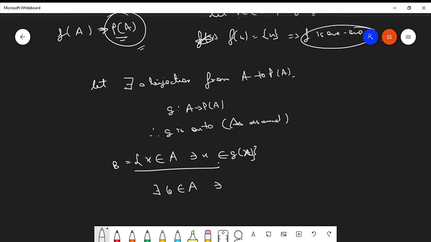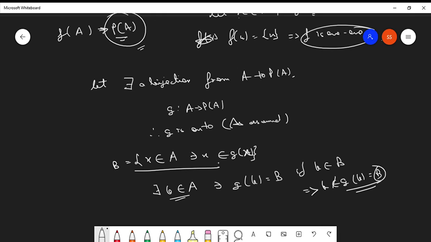So if this thing is there, then this b will exist such that the image of small b will be in capital B. And if small b belongs to capital B, then what does that imply? That implies that small b is an element of g(b), which is basically equal to capital B. Sorry, let me clarify this fact.